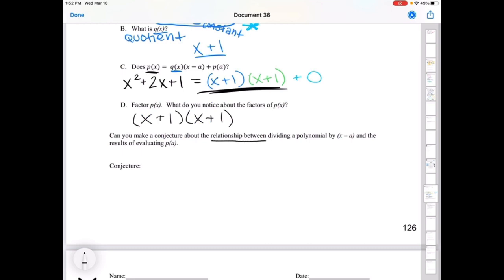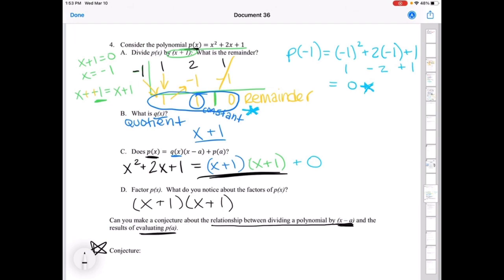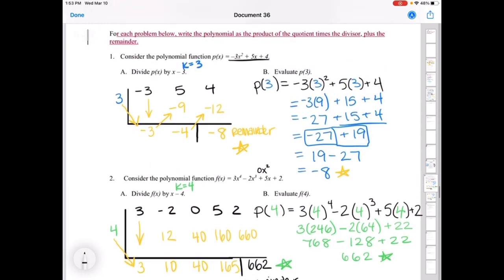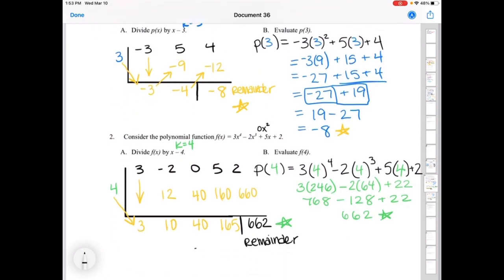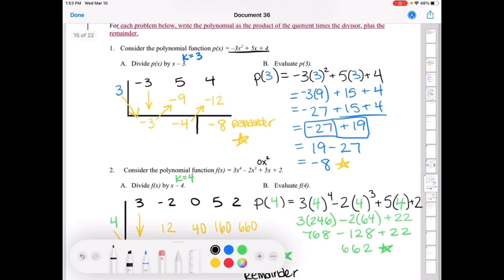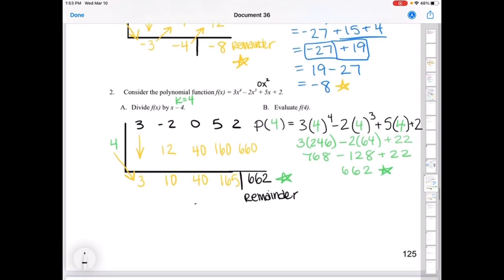What is the relationship that we discovered between dividing by a polynomial x minus a and the evaluation of p of a? From the examples that we have done, in the first situation, we were dividing by x plus 1. In these other two examples, we were dividing by x minus 4 and x minus 3. Well, when we divided, we got a certain remainder. And then when we evaluated for that a value, or k we like to call it from before, we got the same exact remainder. Same thing with number 2. We got 662 as a remainder. If we evaluated for that factor, then we got 662 as our answer as well.